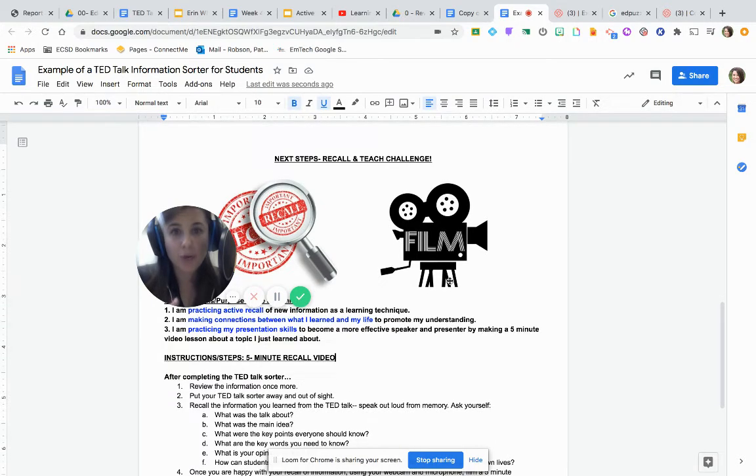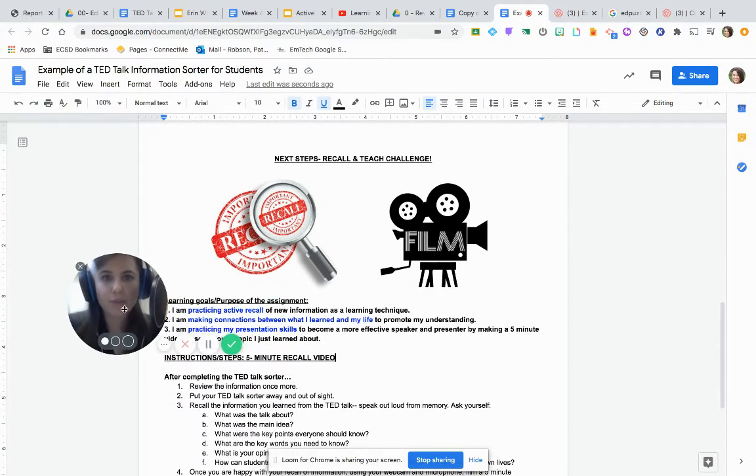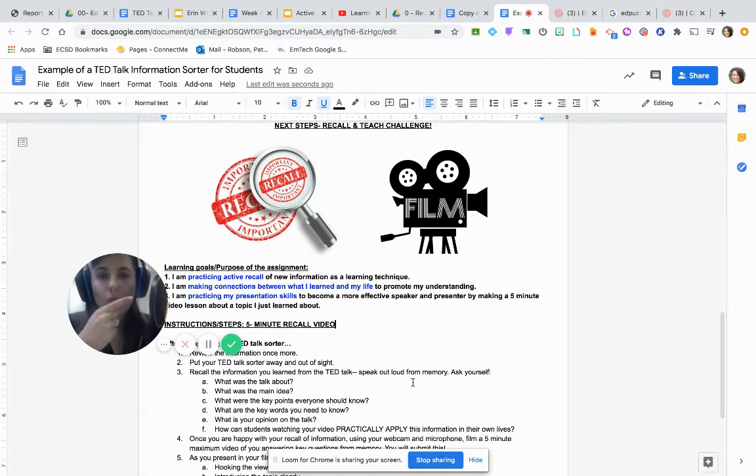What specifically are we trying to accomplish through this assignment? The first learning goal is to practice active recall. It's a very effective way to learn and to study. And so what we're going to do is we're going to practice it. The second thing we want to do is learn how to make connections between what I learned and my life so that I can better remember it. And the last goal is to practice your presentation skills to become a more effective speaker. And the way we will do that is by making a 5-minute video without notes about the topic you just learned about in the TED Talk.